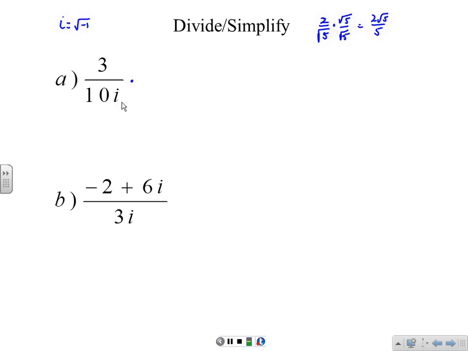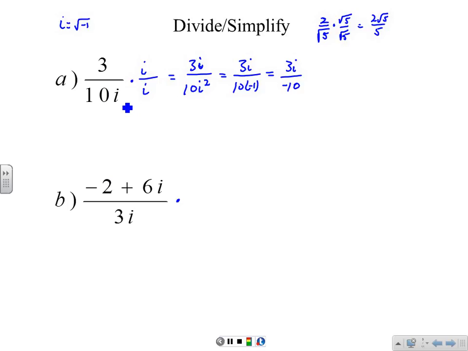Well, to get rid of that, we're going to multiply the top and the bottom by i. So on the top we'll have 3i, and on the bottom we'll have 10i squared. Now when you do this, don't cancel out the i's because that's going to take you back to the beginning. But instead, we're going to turn that i squared into a negative 1. And so we'll have 3i over negative 10. And then of course you could simplify if it would, but the 3 and the 10 won't simplify. So this is your answer.